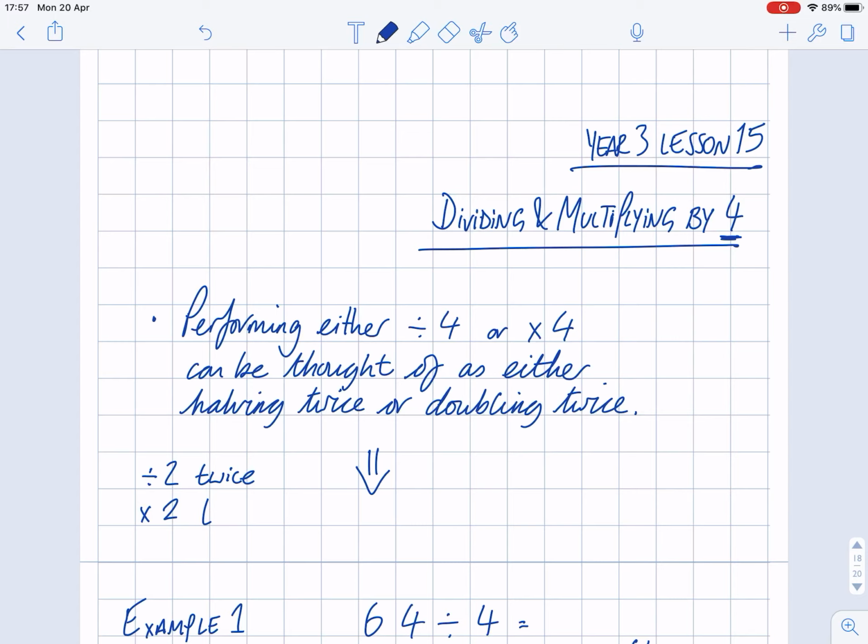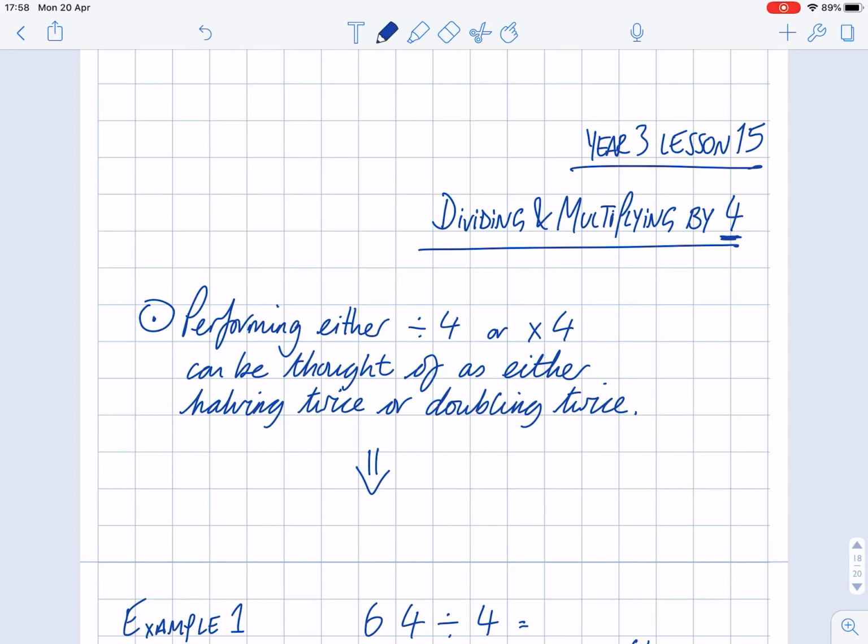But instead of just doubling and halving, we are looking at dividing and multiplying by 4. But what you've done previously is going to help you, because as you can see, what I've said here is that performing either divide by 4 or multiply by 4 can be thought of as either halving twice or doubling twice.